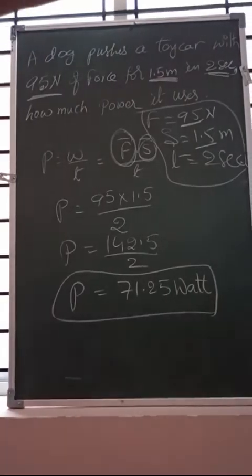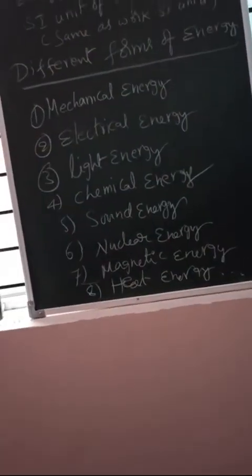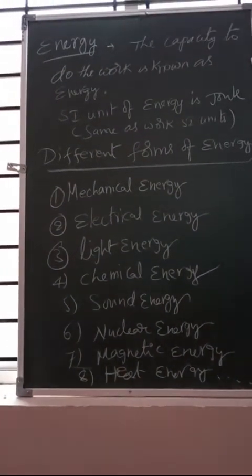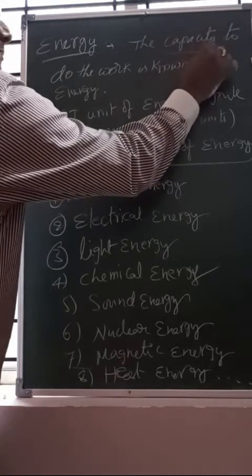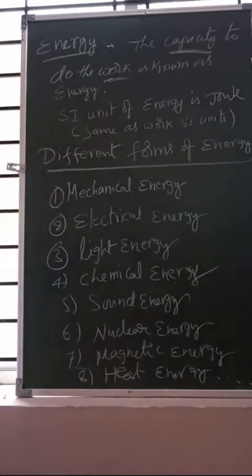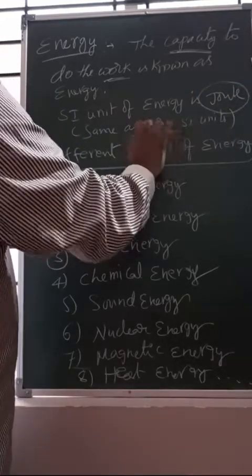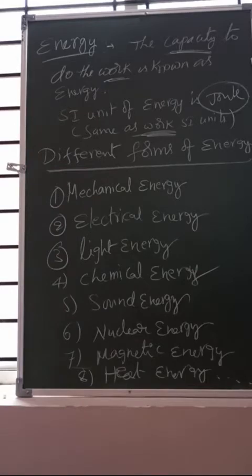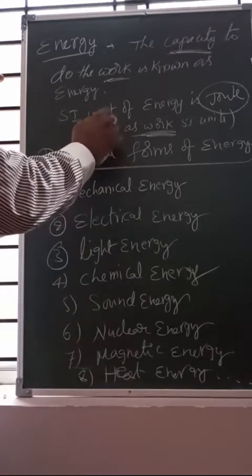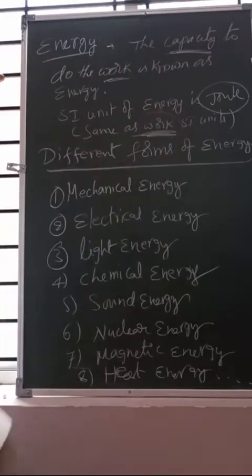Next one is energy. Do you know what energy is? Very, very simple. The capacity to do work is known as energy. Previously, the rate of doing work is known as power. Now the capacity to do work is known as energy. What are the units of energy? Units are nothing but joule, same as work. Whatever units we have for work, energy has the same units. The SI units are the same, joule, and the CGS units are also the same. So energy units are the same as work units.